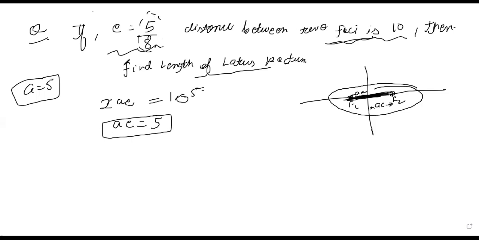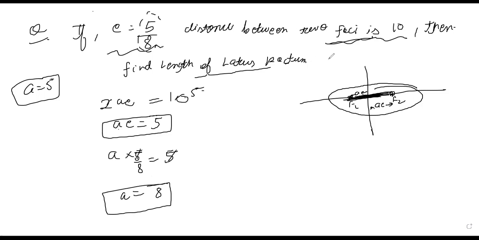Yes. So in place of E, we can write 5 by 8, and AE equals 5. So A will be equal to what? 5 and 5 cancel. A will come out to be 8.